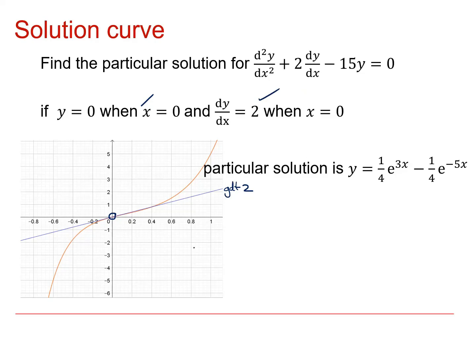And so we need two pieces of information, which is what we've got here, to be able to sort out a particular solution for a general solution with two constants in.